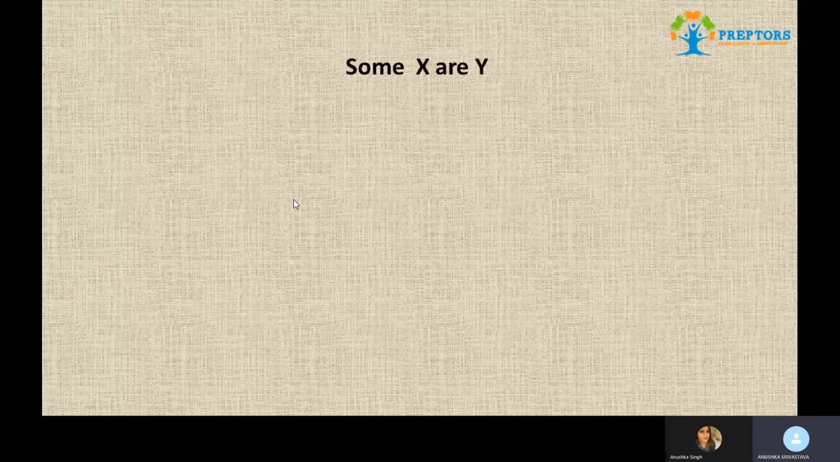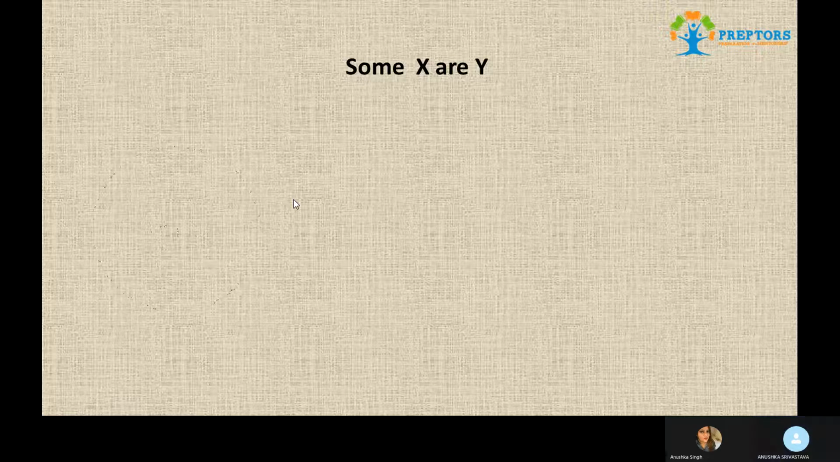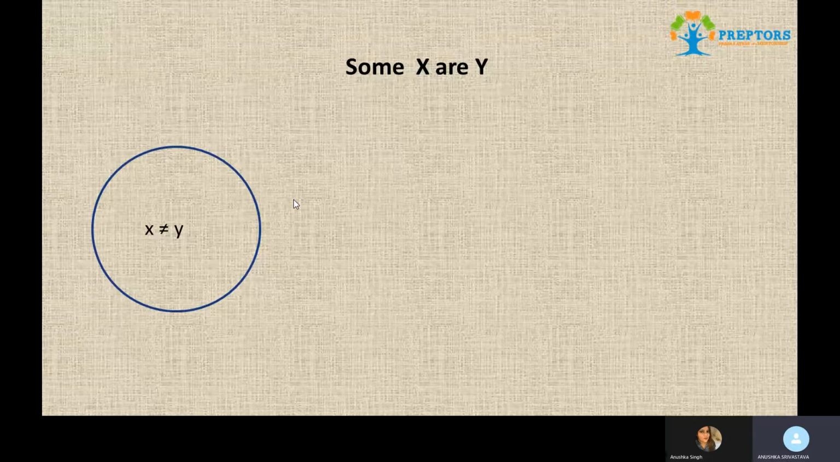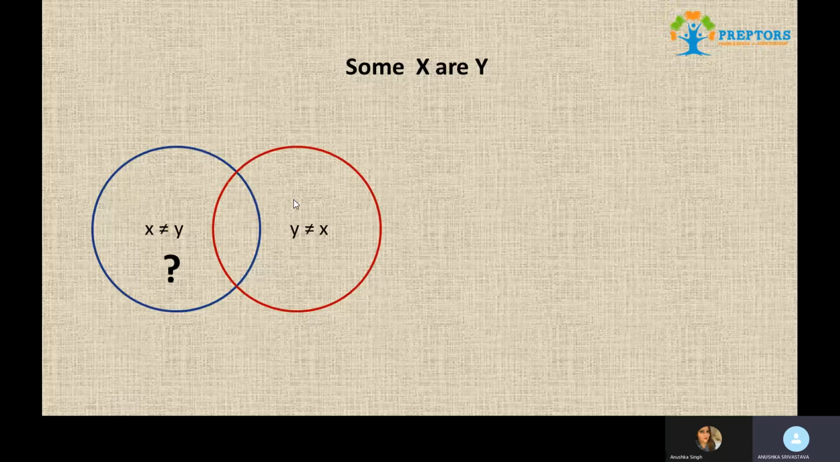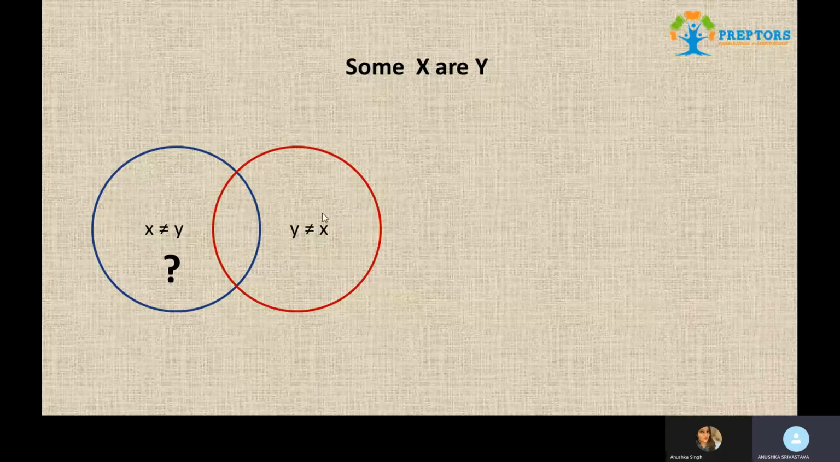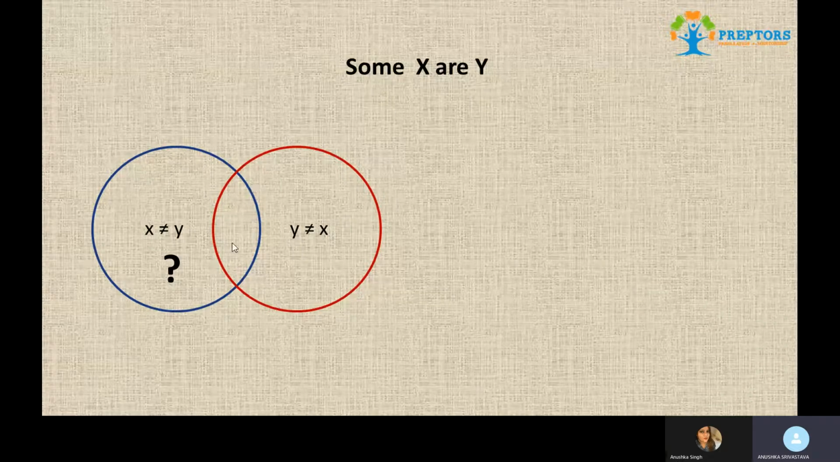Looking at the second categorical proposition, some x are y. This is known as particular affirmative, which is part positive. So this is my x, which is not equal to y. I don't know whether it is empty or non-empty. So this is the x, which is not equal to y. The red circle here represents y, which is not equal to x. This is the part of intersection, which is x is equal to y.